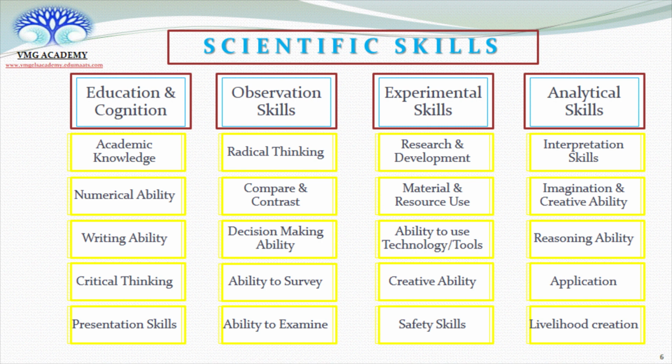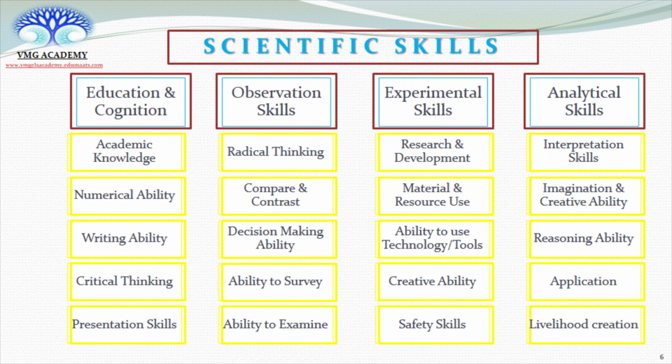Education skills, in general sense, depend upon the academic knowledge possessed by an individual, numerical abilities, writing abilities, and the ability of a person to think critically and present information. On the other hand, observation skills of an individual depend upon radical thinking, the ability of an individual to compare and contrast information, the ability to conduct surveys, examine, and to be able to draw some conclusions.